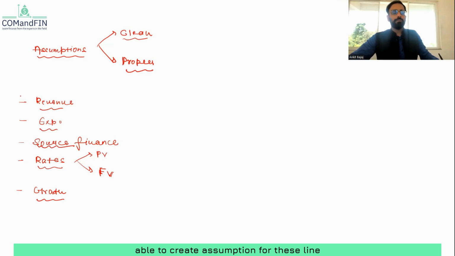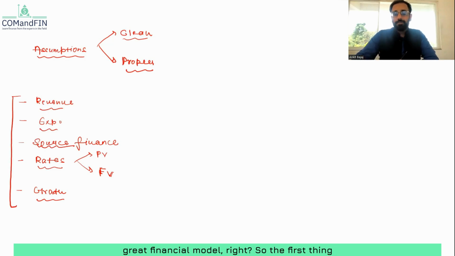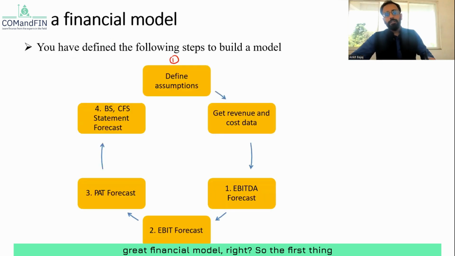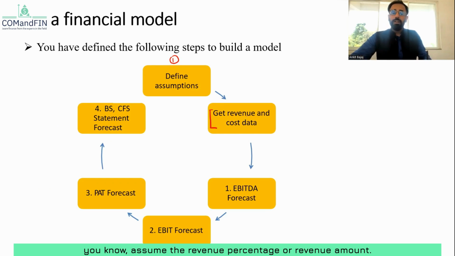Now, if you are able to create assumptions for these line items, then definitely you will be able to construct a great financial model, right? So the first thing is that you have to create assumptions. Then, as I have already discussed, you have to assume the revenue percentage or revenue amount. You have to assume the cost data also. Then once you have assumed the revenue data and cost data, you have to find out the EBITDA.